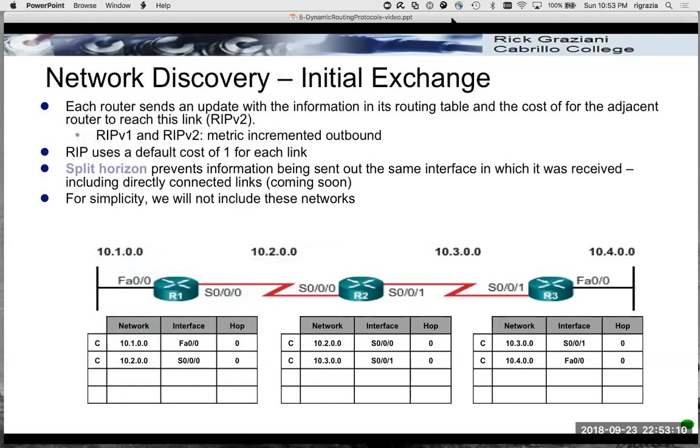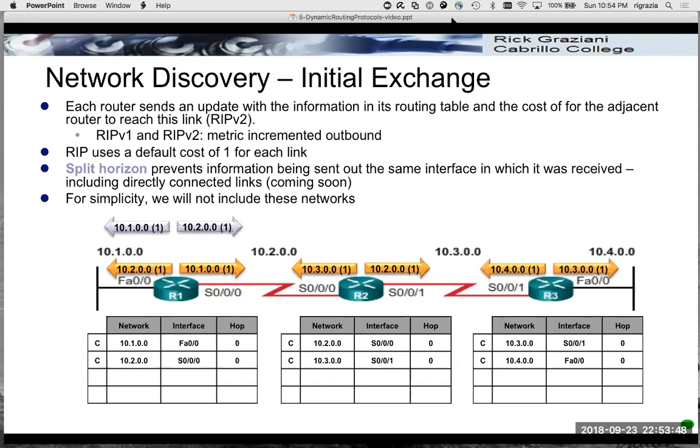Okay, now the initial exchange of information. We're using RIP here to explain how this works. We'll be using hop count, which is just how many routers away that network is. There is something involved that we'll talk about a little later called split horizon, but for now we're going to leave that out to keep things simple. So router R1 advertises its two directly connected networks out both of its interfaces. And we see that for the other two routers as well, R2 and R3.